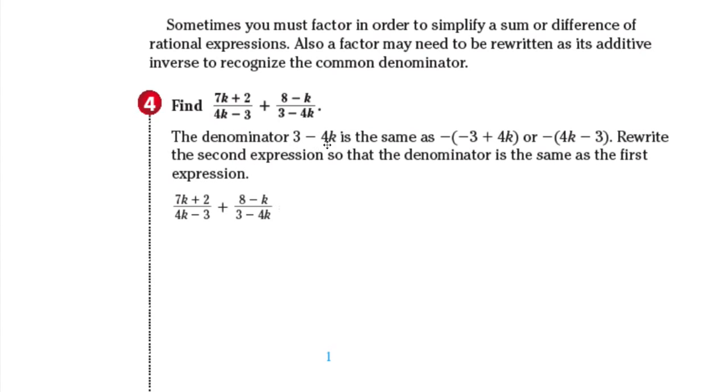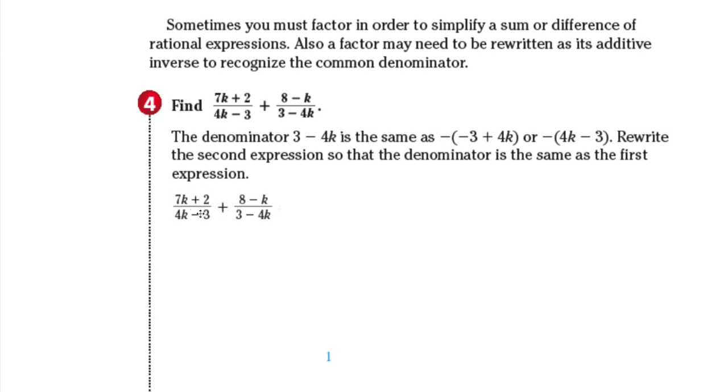The denominator 3 minus 4k is the same as the negative quantity, negative 3 plus 4k. If we factor out negative 1 from this expression, it becomes negative quantity, negative 3 plus 4k. And if we use the commutative property for addition, this simply becomes negative quantity 4k minus 3, the same as the other denominator. So rewrite the second expression so that the denominator is the same as the first expression. But remember, you need to consider that negative 1.